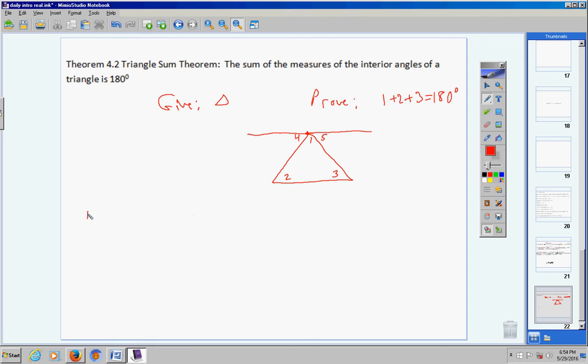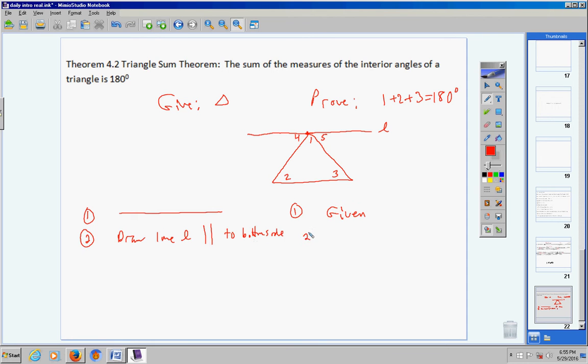Okay, watch this. Number 1 is your given. We already know what we're given. We're given a triangle. Number 2, we're going to draw a line. We're going to call this line L. So draw line L parallel to the bottom side.